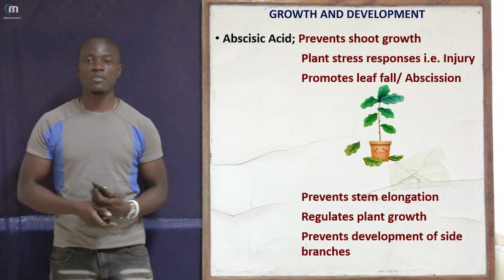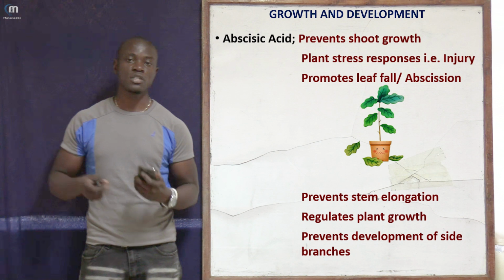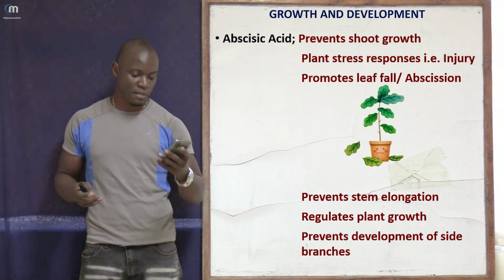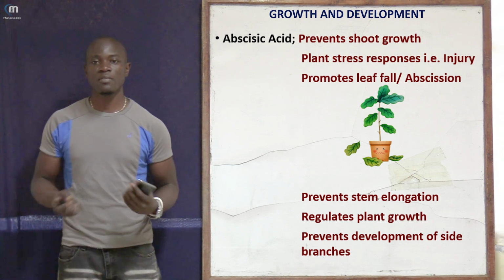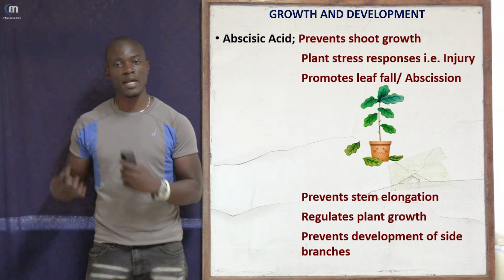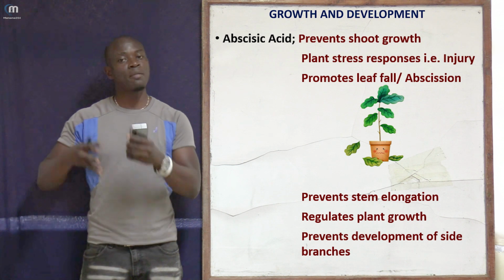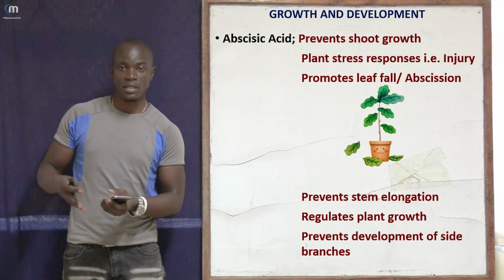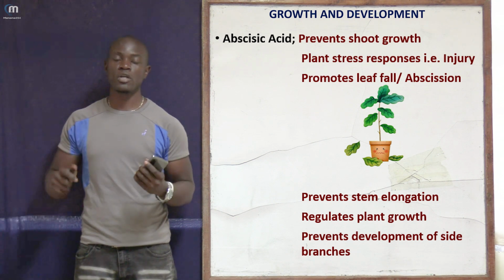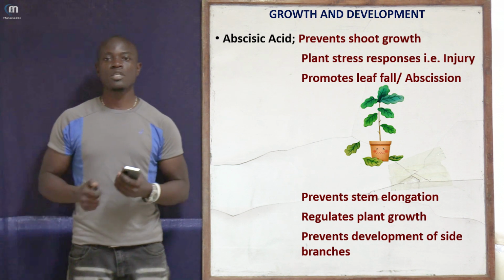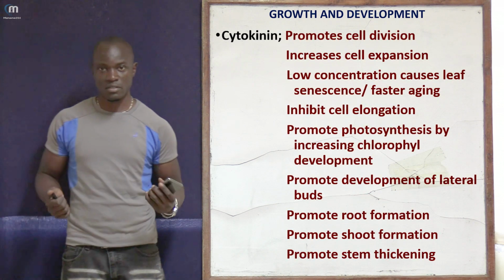Apart from that, let's briefly talk about abscisic acid. We see that it inhibits the shoot growth. That's the first function of abscisic acid. Apart from that, it inhibits the development of side branches in plants. It also inhibits stem elongation and promotes leaf fall, which in biology we call the abscission process.